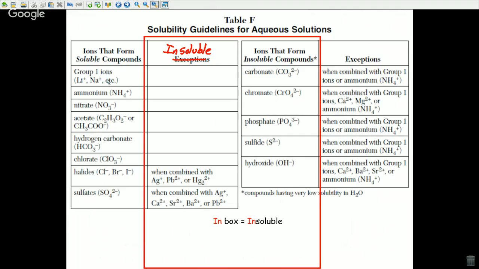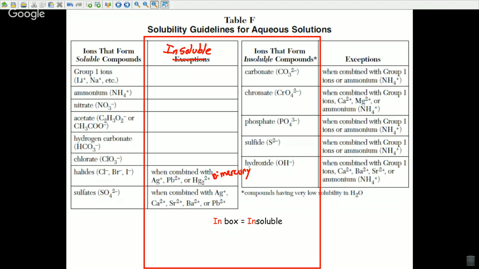So all your group 1 ions are always soluble: ammonium, nitrate, acetate, hydrogen carbonate, and chlorate, always soluble. It doesn't matter what you pair it with. But the halides, chlorine, bromine, iodine ions, they will form a precipitate when they combine with silver, lead +2, or dimercury. Because remember that this is a polyatomic ion on table E. And same thing is true for the sulfates. They will combine with silver, calcium, strontium, barium, and lead +2 to make an insoluble substance.